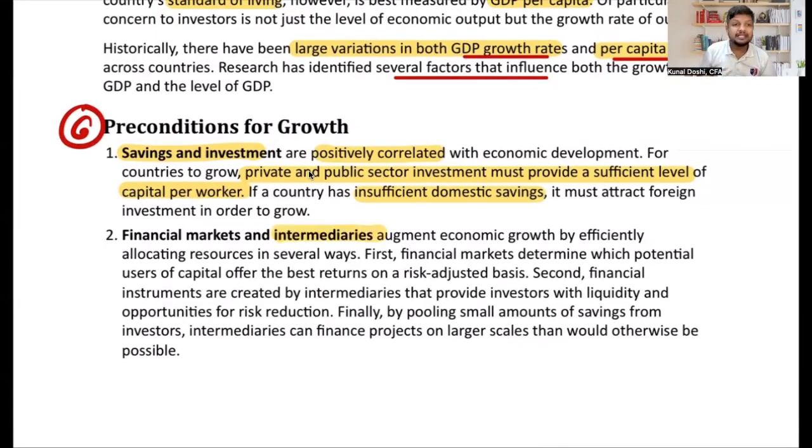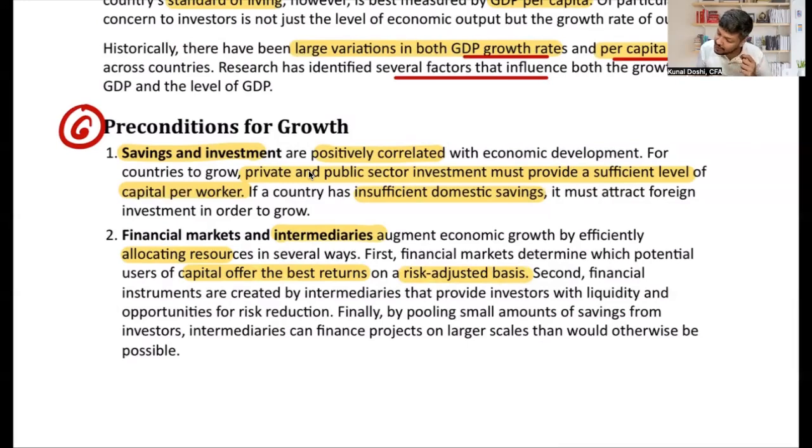Financial market intermediaries means banks, mutual funds, insurance companies, right? They help us allocate the resources. Number one. First, financial markets determine which potential users of capital offer the best return. So the best return gets the capital, correct? But on a risk adjusted basis. So high risk, high return, that structure is done through the banking and the mutual fund sector, right?